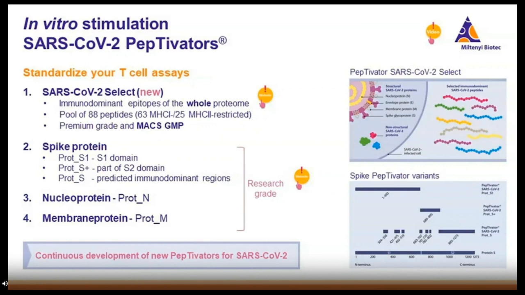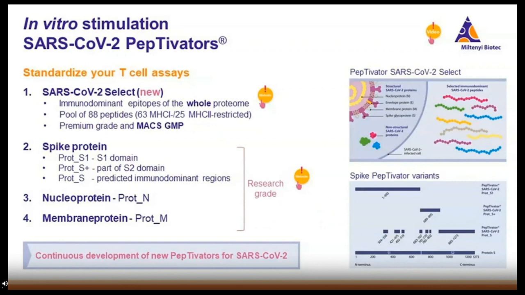Of course, we also have other SARS-CoV-2 Tivators which cover different parts of the spike protein, for example, as you can see here on the right. However, we also have specific nucleoproteins and also membrane protein Tivators. And as for the whole portfolio, we will continue to develop new Tivators, for example, for the new SARS-CoV-2 mutation variants that currently arise from the UK or also South Africa. And you can also follow the links here to get a more detailed overview on the Tivator website.